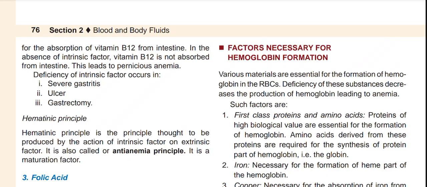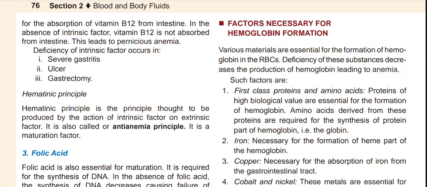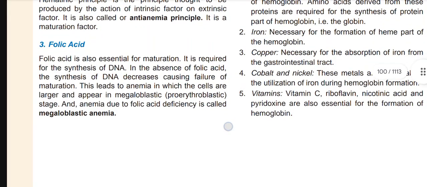Now, there is one principle known as hematinic principle. Hematinic principle is the principle thought to be produced by the action of intrinsic factor on extrinsic factor. It is also called anti-anemia principle. It is a maturation factor. Now, folic acid.